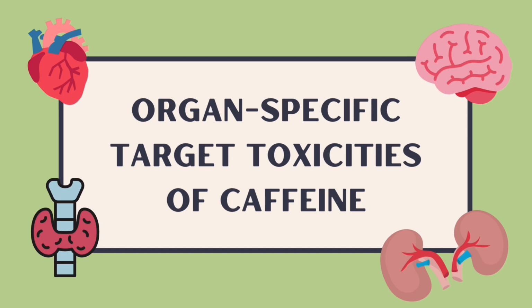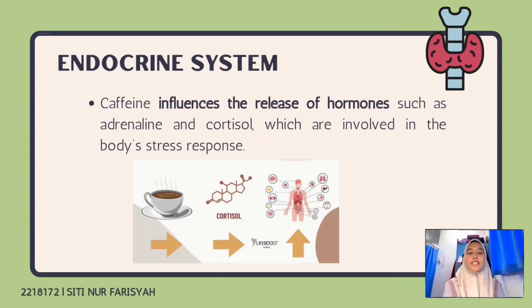We will focus more on the endocrine system, renal system, central nervous system, and lastly, the cardiovascular system. So, the first one is the endocrine system. The endocrine system comprises glands that produce hormones regulating metabolism, growth, and other bodily functions.